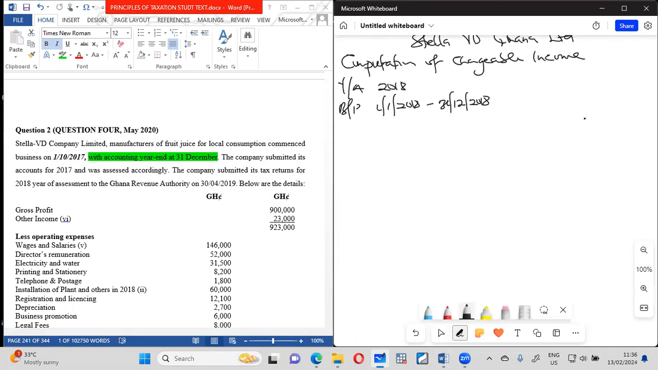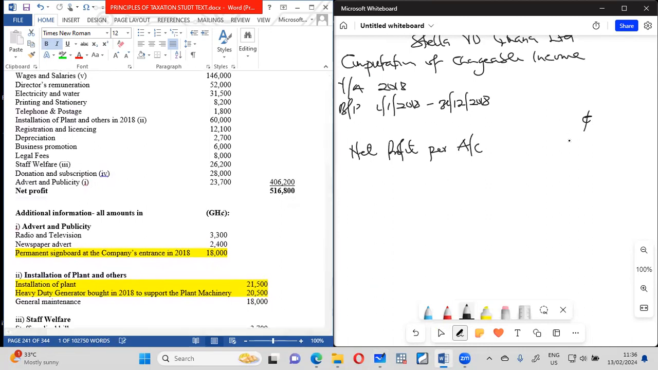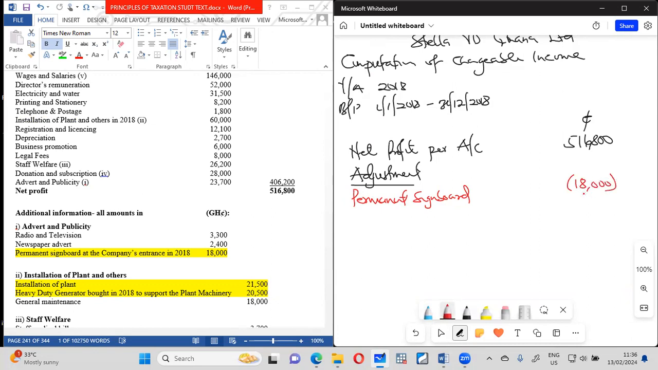All right, so we will come here with the adjusted profit. So here, let's do the net profit from the account. How much is that? 516,800. So we have to do some adjustment. And my best advice is start with those things we adjusted in the notes. So for example, permanent signboard. We have used that figure in computing capital allowance, so it means that we have to take it out here. Installation of plant. Heavy duty also. Generator.